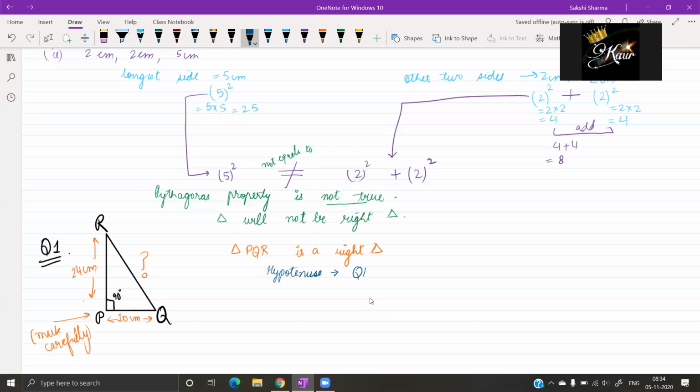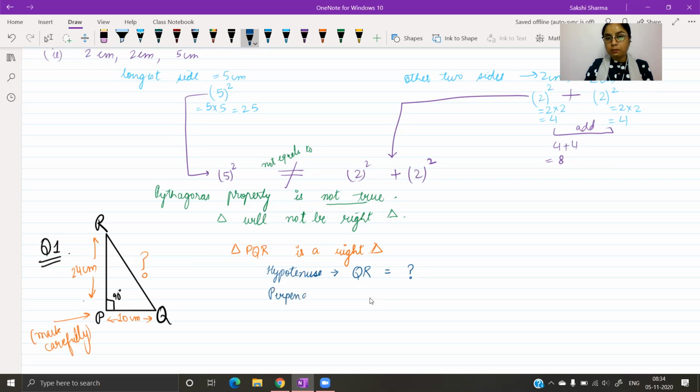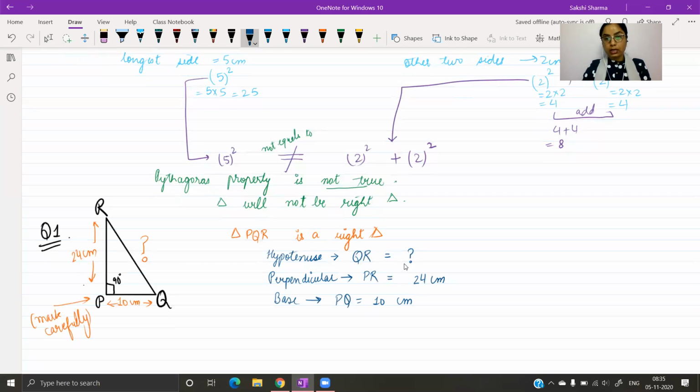RQ or QR, RQ, and I don't have its length. It's not given to me. Then the other two sides can be named as perpendicular and base. You could interchange, but for the time being, you can take the vertical side as perpendicular and the horizontal side as the base. So the vertical side is PR. Perpendicular RP or PR, its length is 24 centimeters. The base is PQ, its length is 10 centimeters. Now, since the triangle is a right triangle, we can use the Pythagoras property.